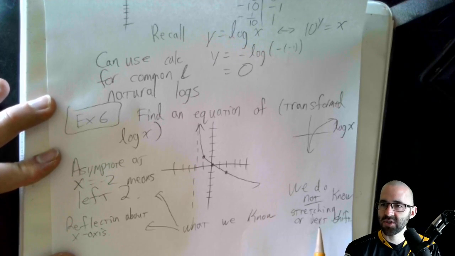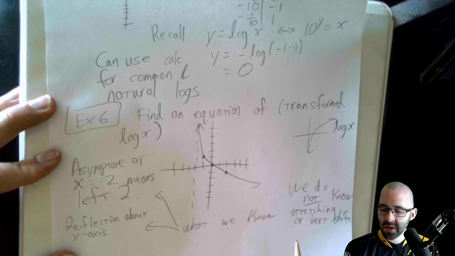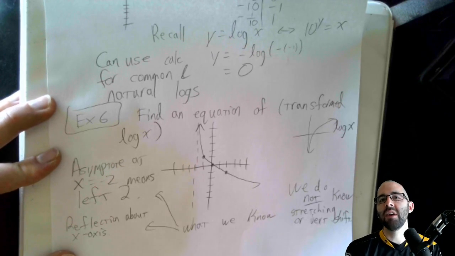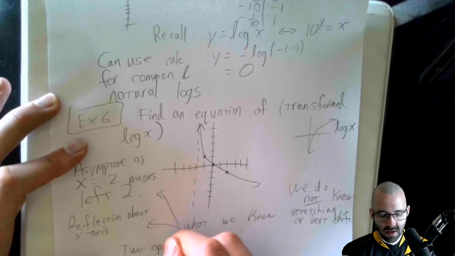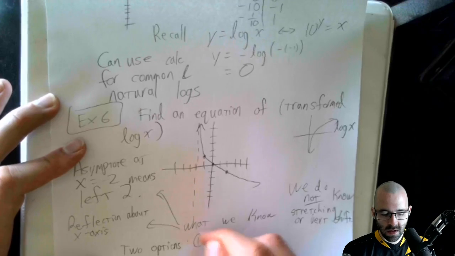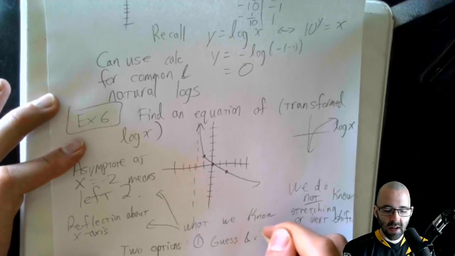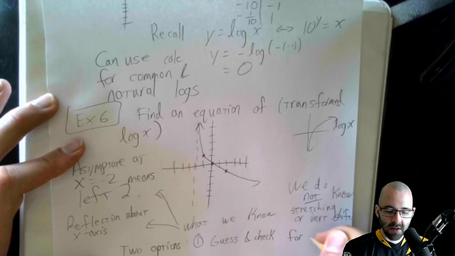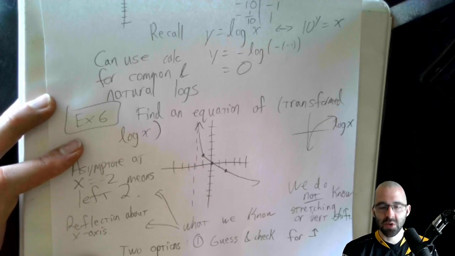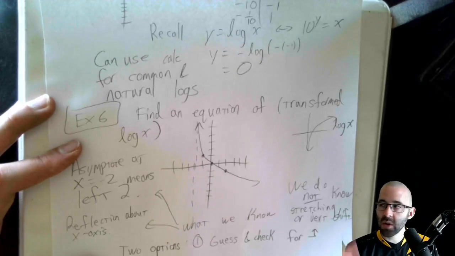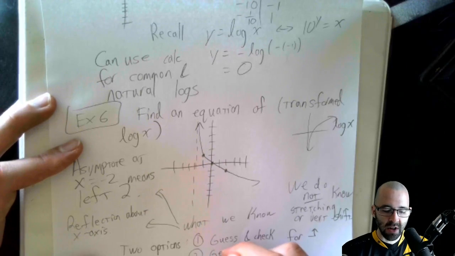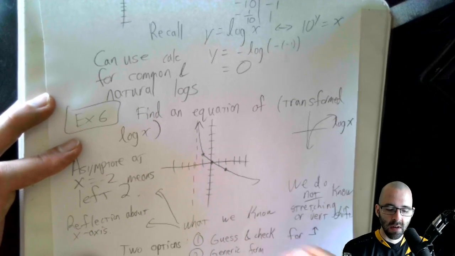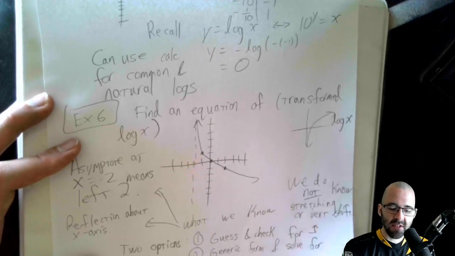So one way to do this is to guess and check. Another way to do this is to just say, let's put variables in for those shifts. So those are the two options. Guess and check to find this: plug in points to our guess and see if the points that we plug in are the points on the graph. The other option is a generic form and solve for the shifts. And this is the one I'm going to show.